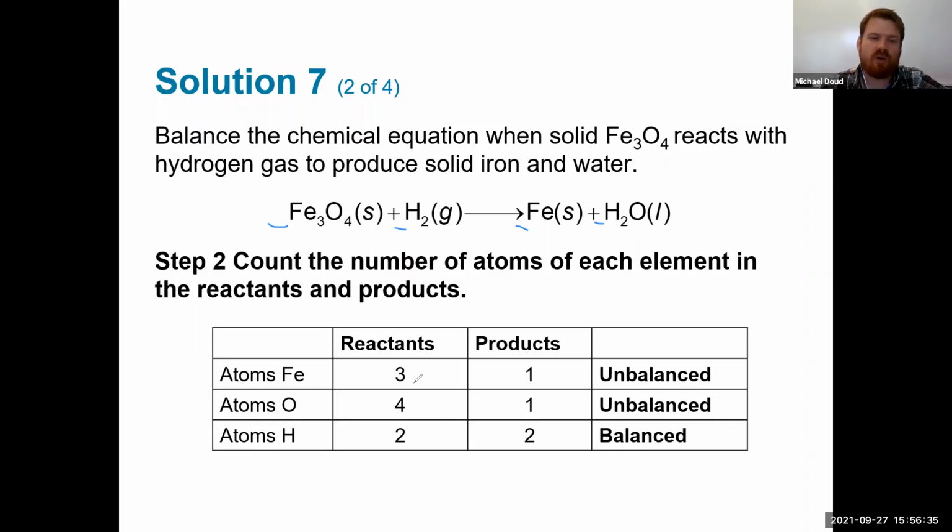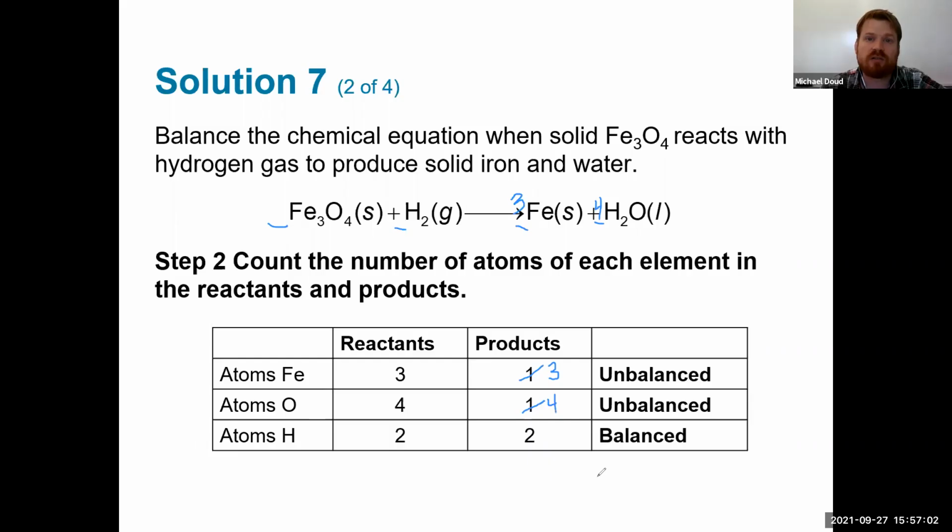So you could start with iron or oxygen. Let's say we wanted to start with iron. It's a little more interesting that way. We could just put a coefficient of 3 in front of the iron product, like that. That's balanced. For oxygen, we need to balance the oxygen. Remember, the only way we can do it is through the coefficient. So then we need 4 water molecules. That gives us our 4 oxygen atoms.